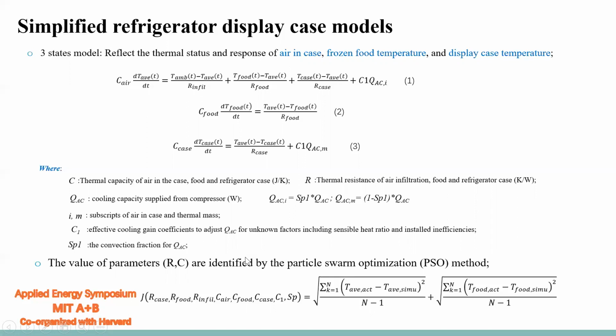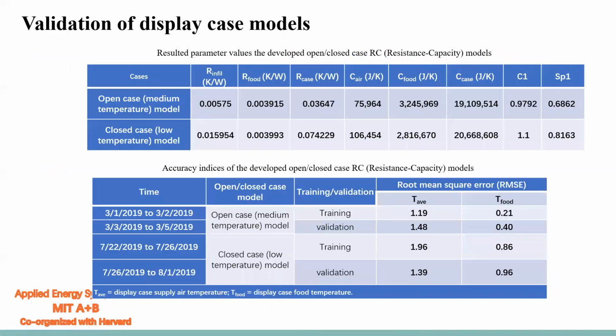So we use PSO, particle swarm optimization, to search for the minimal root mean square errors of both T air and T frozen food in the objective function. The root mean square error is also used as the index to evaluate the model performance. We can see that the developed RC model has good performance in prediction of the air temperature and the frozen food temperature.